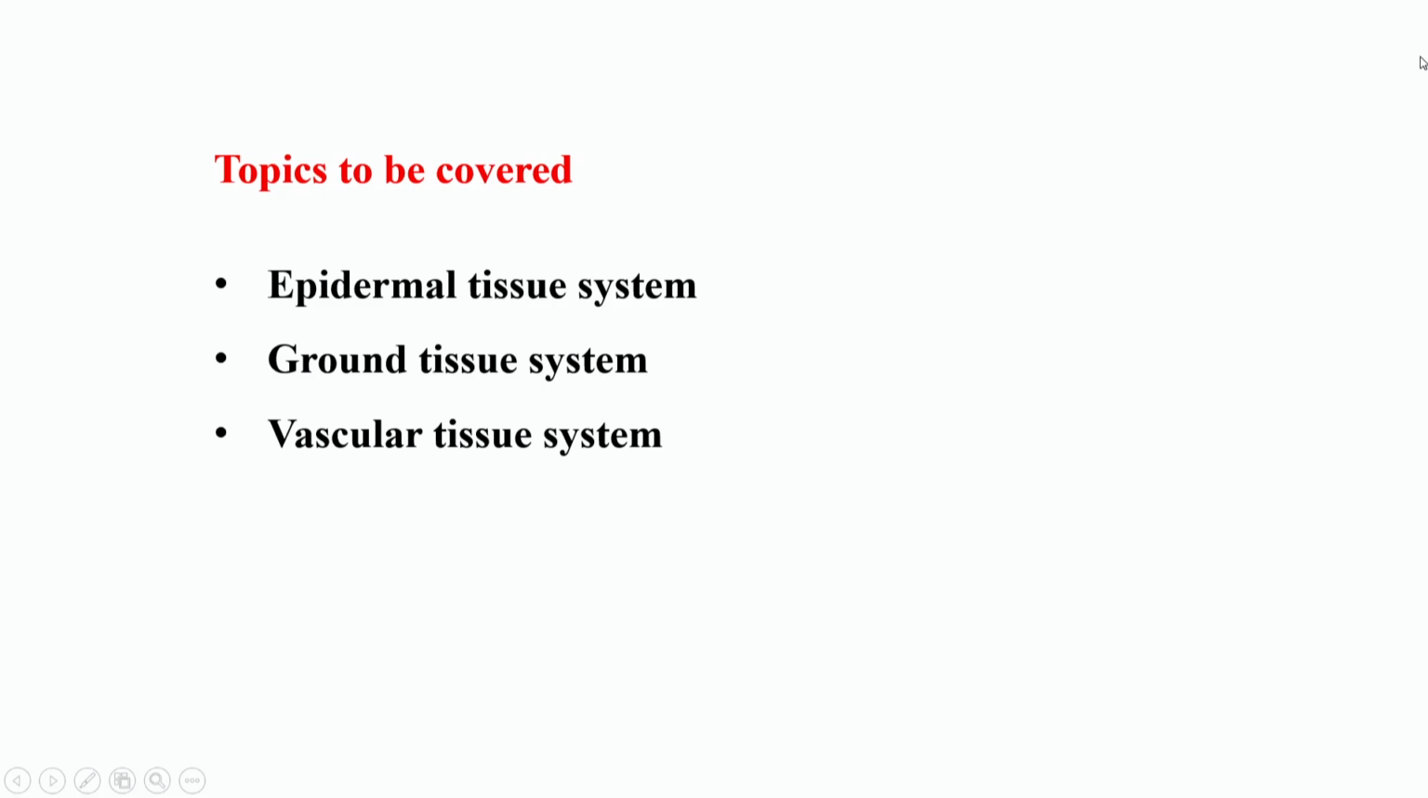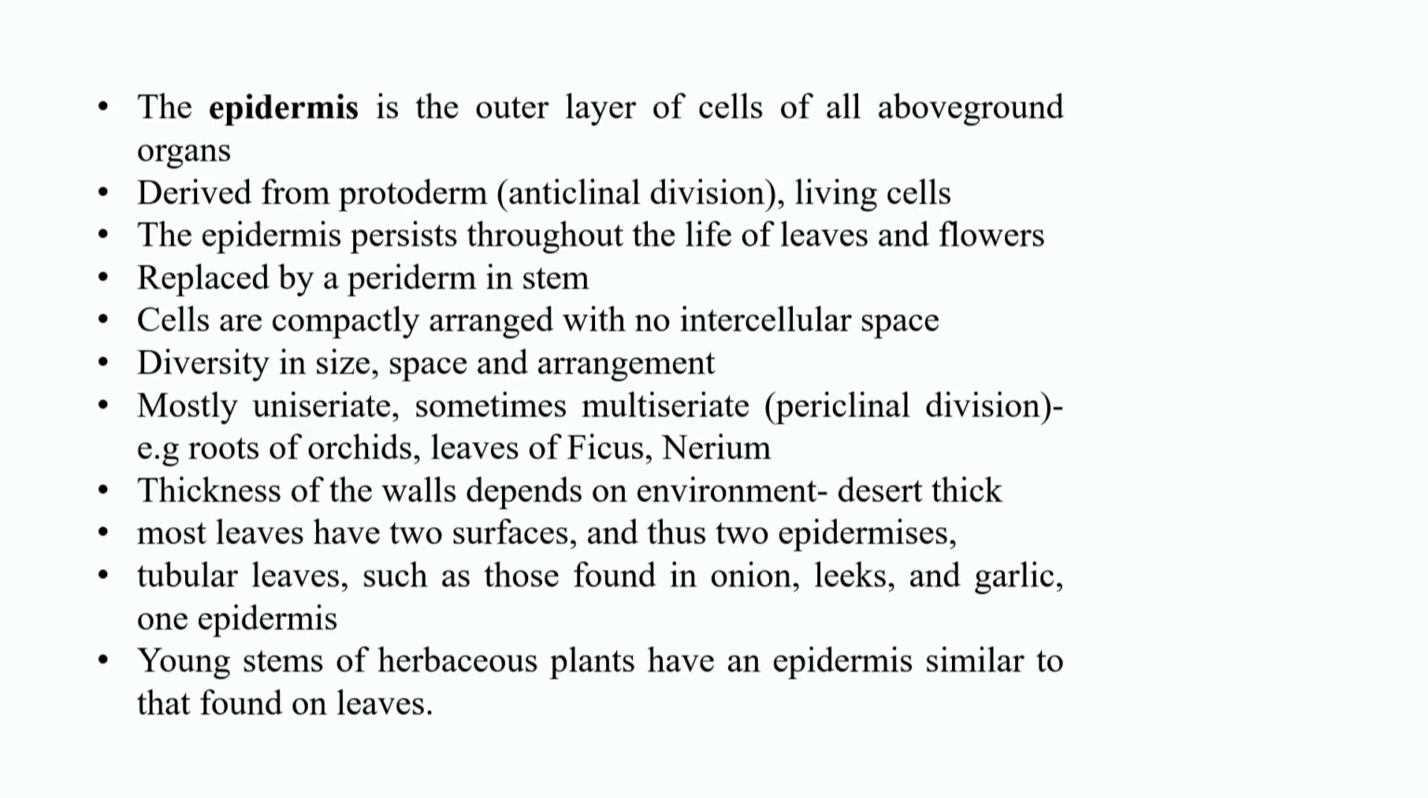So previously we have talked about various types of tissues and how they are arranged to form simple layers or complex layers. In this we will try to find out how different types of these tissues are also arranged to form a tissue system. We will talk about epidermal tissue system, then ground tissue system and then vascular tissue system. So first of all, let us start our discussion with epidermal tissue system.